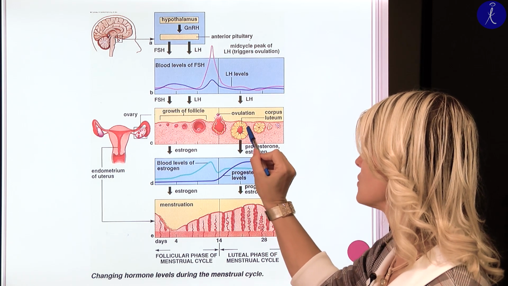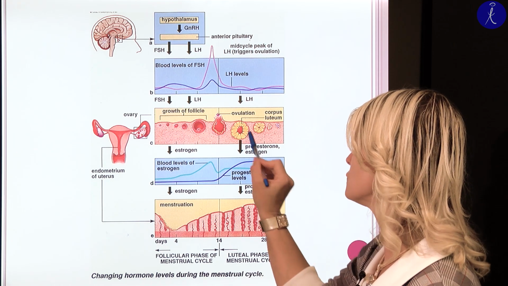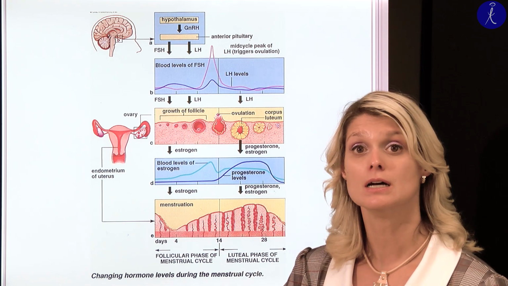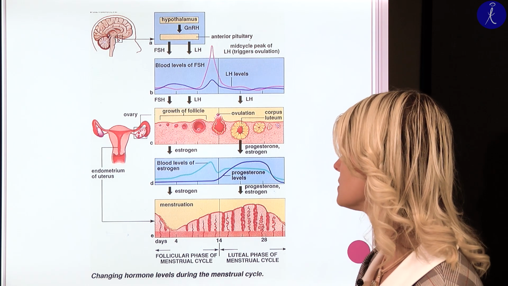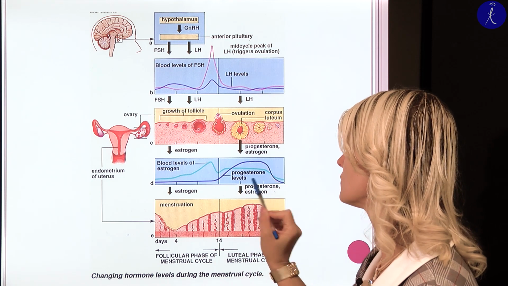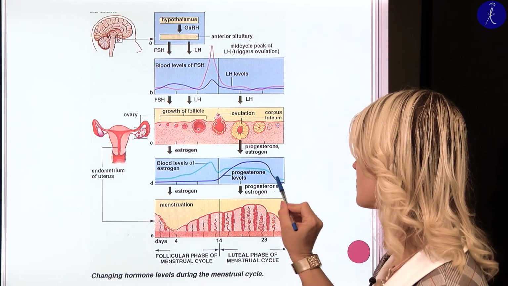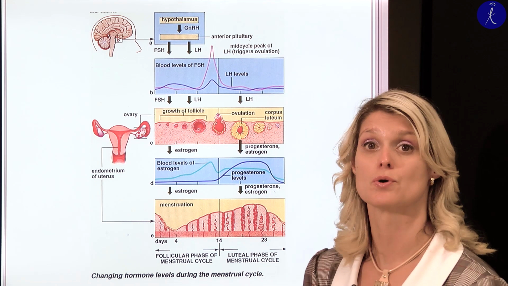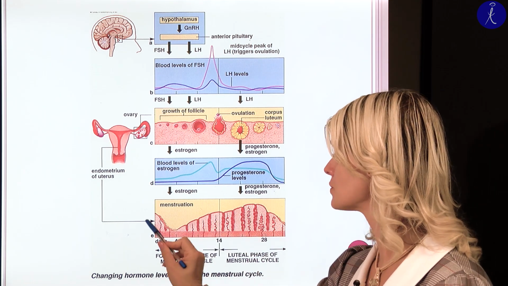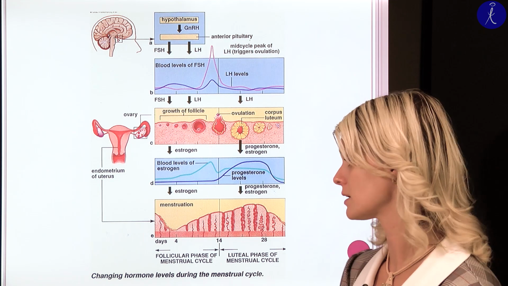And after the ovulation, here you can see the corpus luteum, which will produce progesterone. So here we can see the changes in hormone levels, the estrogen and progesterone levels. We can find estrogen in the first phase and also in the second phase of the cycle. But the progesterone will be higher in the second phase of the menstrual cycle, when the corpus luteum starts to produce progesterone. The last picture shows you the changes within the endometrium during the menstrual cycle.